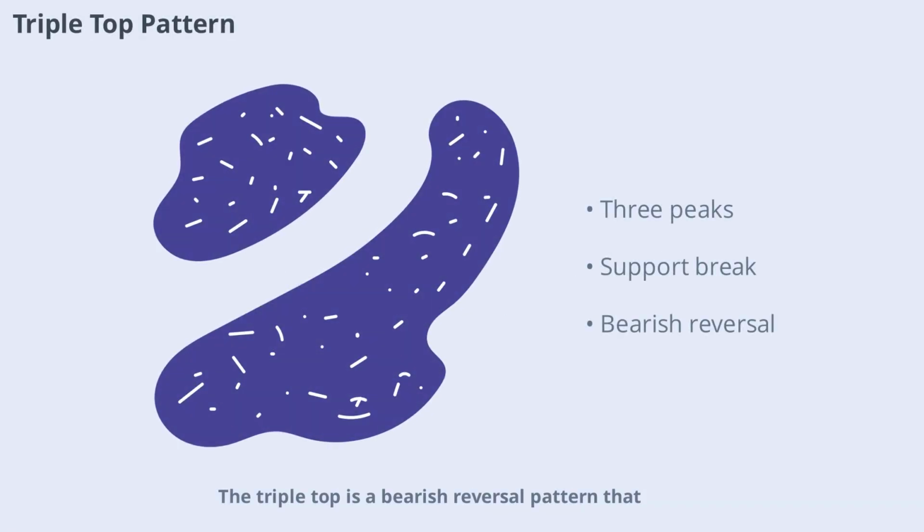Triple top is a bearish reversal pattern that forms when the price reaches the same high 3 times with pullbacks in between. This pattern indicates that buyers are unable to push the price higher and sellers may soon take over. A break below the support level confirms the reversal. Triple tops are useful for identifying potential tops and managing risk.